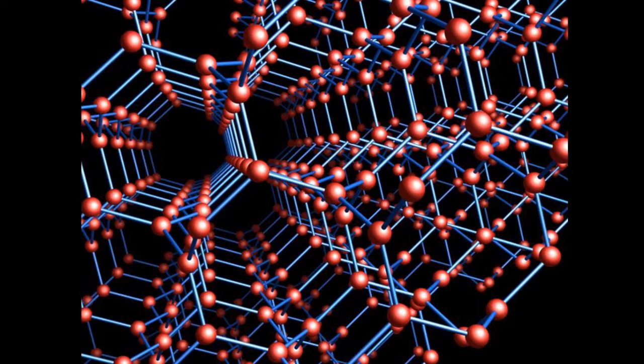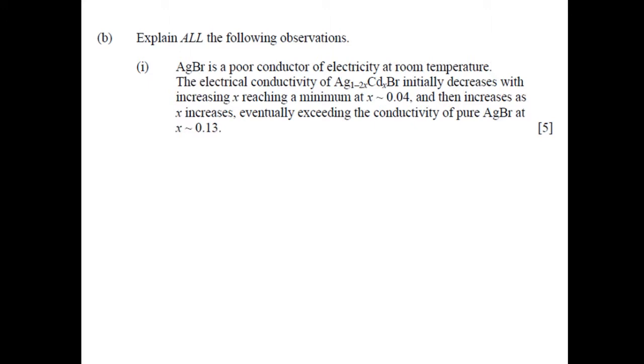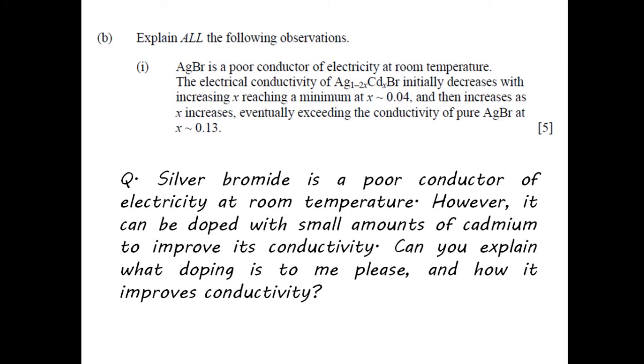However, if you want to push an able candidate, you can move on to the part in the paper. Question. Silver bromide is a poor conductor of electricity at room temperature. However, it can be doped with small amounts of cadmium to improve its conductivity.